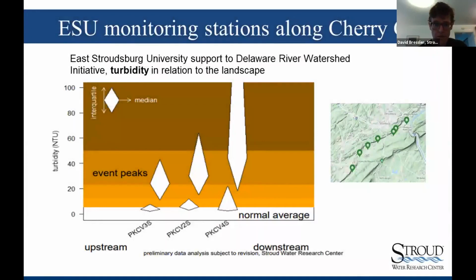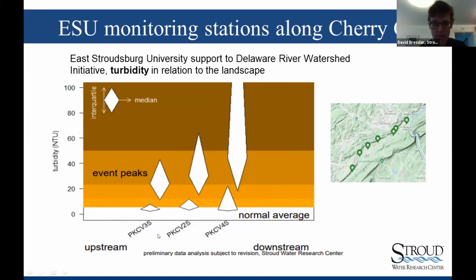And then here's another turbidity example. This is East Stroudsburg University. Paul Wilson is a professor there, and he works in the Delaware River Watershed Initiative. This is just kind of a quick example of a few of Paul's initial stations that he put in. Since this longer standing data was developed, he's put in more stations. You can see he has quite a few on Cherry Creek here.